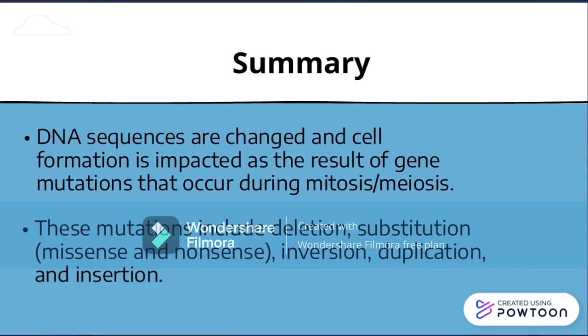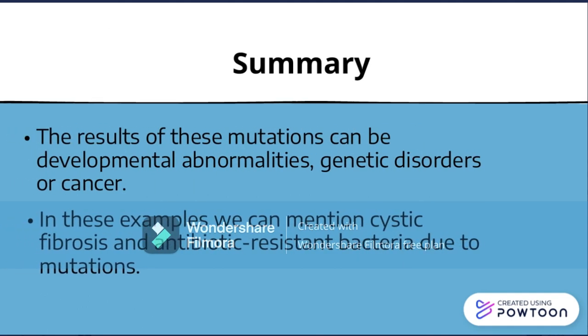mutation. To summarize, DNA sequences are changed and cell formation is impacted as the result of a gene mutation that occurred during mitosis or meiosis. These mutations include deletion, substitution, missense, nonsense, inversion, duplication, and insertion. The results of these mutations can be developmental abnormalities, genetic disorders, or cancer.